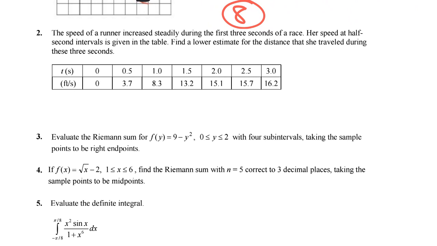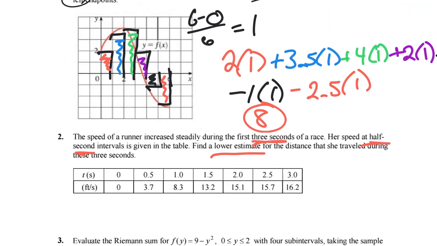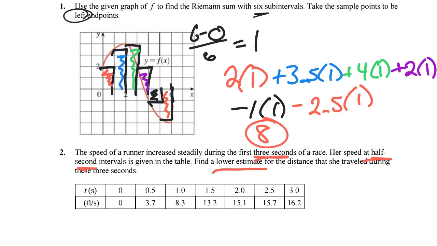Number 2, the speed of a runner increases steadily during the first 3 seconds of a race. Her speed at half-second intervals is given in the table. Find the lower estimate for the distance that she traveled during those 3 seconds. Let's look back up here at number 1 for a second. For this one, it looks like this is an underestimate. It may not be. It's really hard to tell because of where it increased and then decreased again.